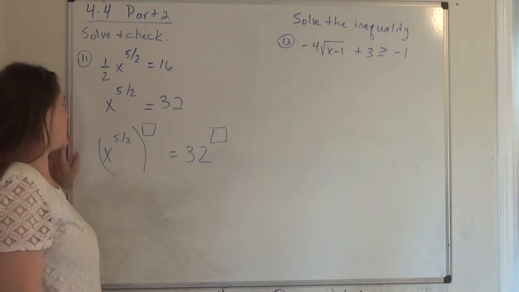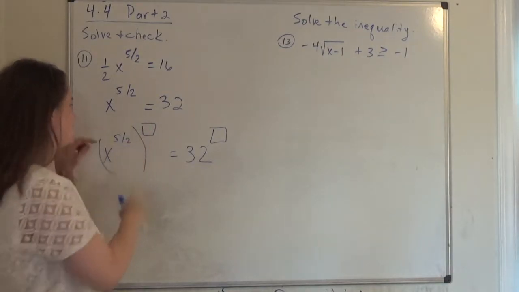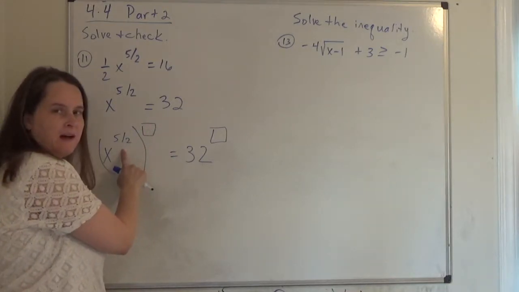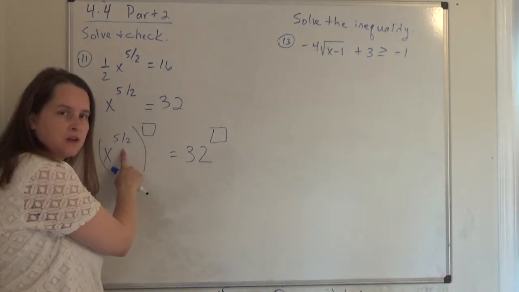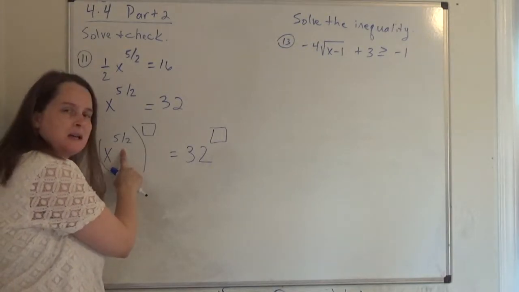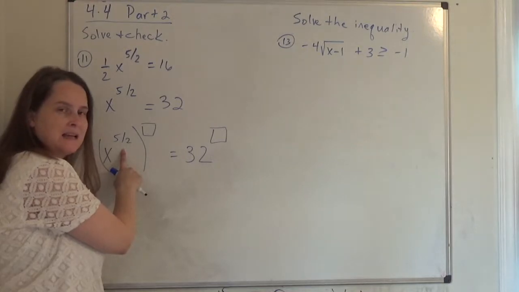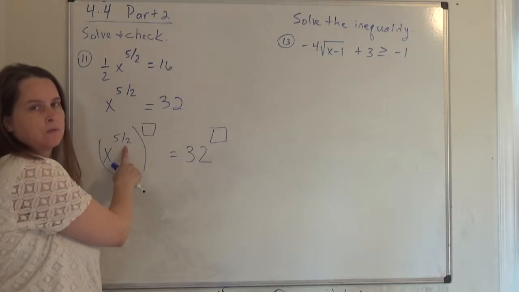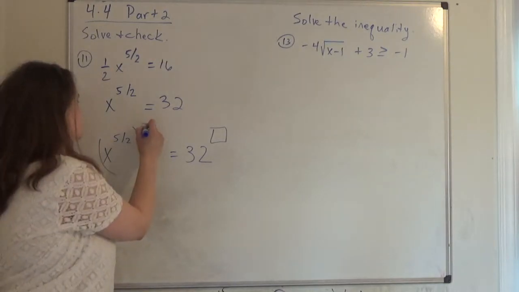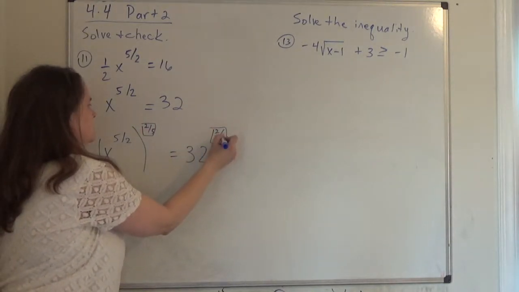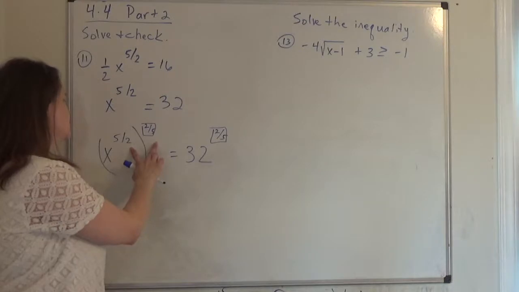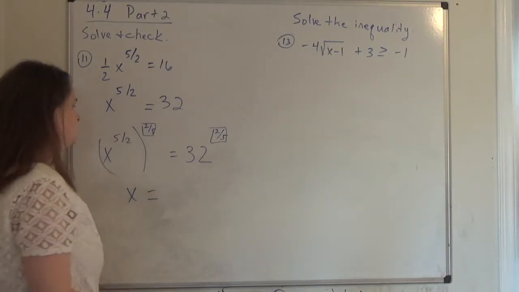To get x to the first power, we want to have an exponent of 1. So to get an exponent of 1, I can multiply by the reciprocal of 5/2. If I multiply 5/2 times 2/5, that would give me a 1. So this tells me that I need to raise both sides of this equation to the 2/5 power. That's the reciprocal of 5/2. So raise both sides of your equation to the 2/5 power. So 2/5 and 2/5, like that. Okay, so 5/2 times 2/5 is 1. So we have x equals, okay?